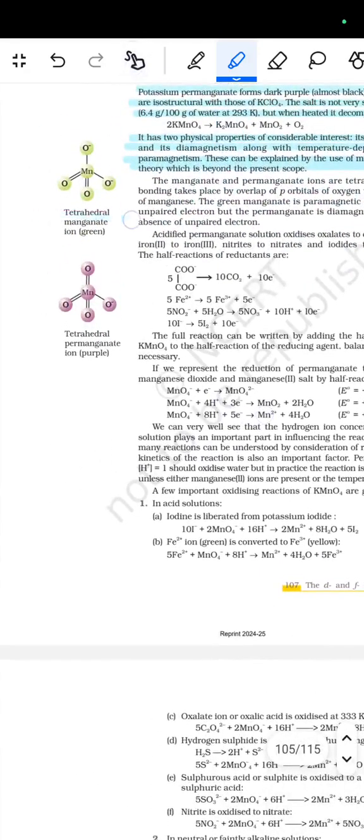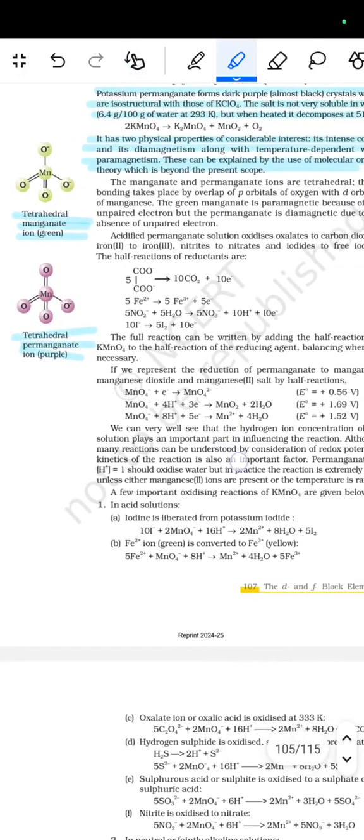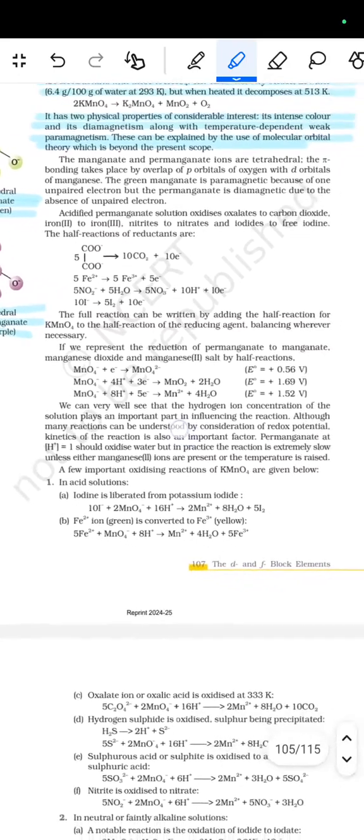यहाँ पर दिया हुआ टेट्राहेड्रल मैंगनेट आयन ग्रीन और टेट्राहेड्रल परमैंगनेट आयन पर्पल है जो दिखाए हुए. तो टेट्राहेड्रल मैंगनेट जो होता है वो ग्रीन होता है, ग्रीन में दिखा भी दिया है. और टेट्राहेड्रल परमैंगनेट जो होता है वो होता है पर्पल, तो ये पर्पल का दिखाया हुआ है.